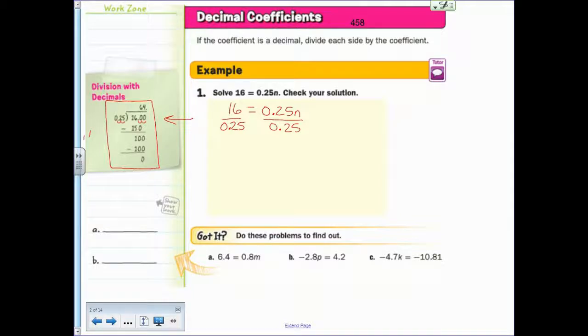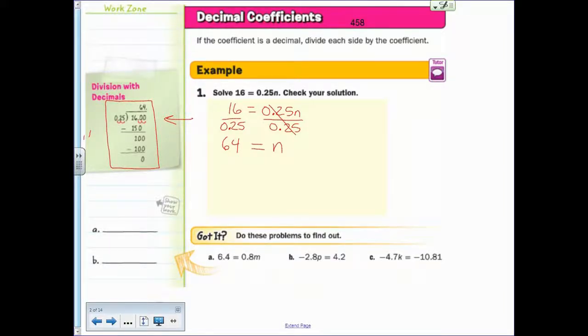Like before, 25 hundredths divided by 25 hundredths is going to cancel out and equal 1. So we have 1n, which we just write n, and then 16 divided by 25 hundredths. Now, normally when we divide, we end up with a smaller number. But when you divide a whole number by a decimal, like we are here, you're actually going to end up with a bigger number. The answer turns out to be 64, because it takes 4 25 hundredths to fit into 1.